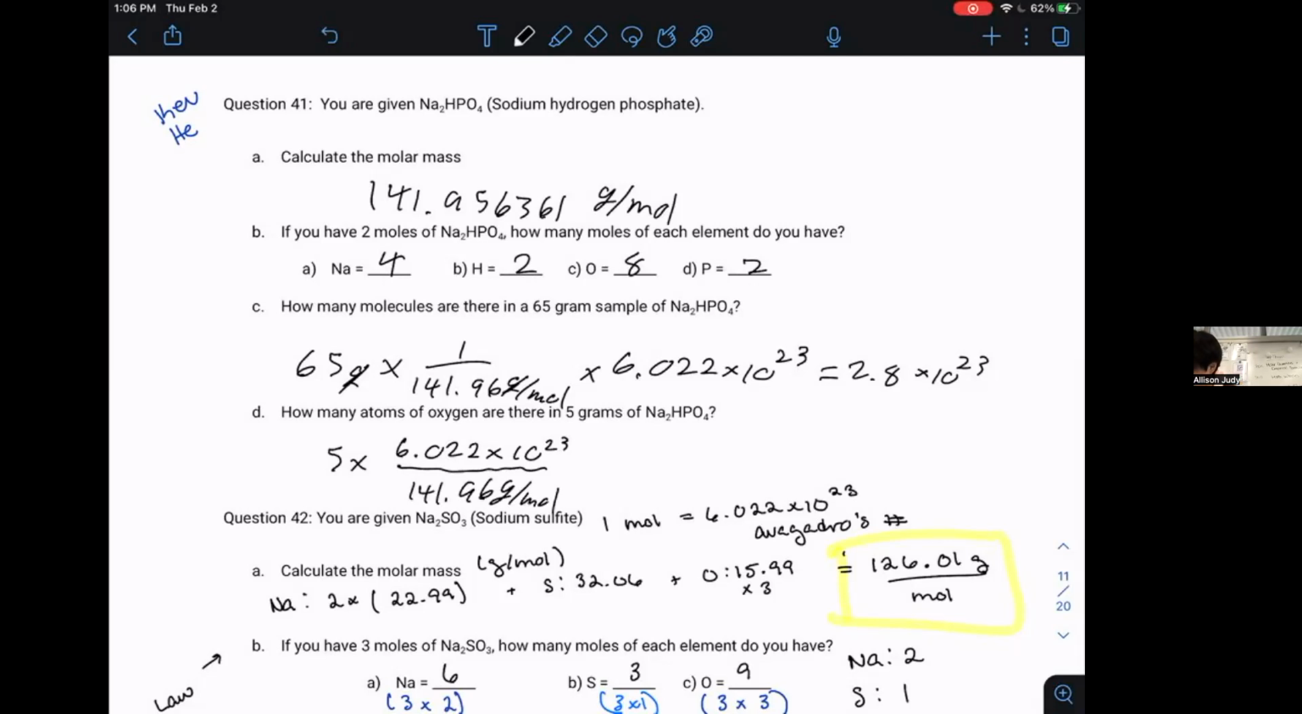And that gives you 8 times 10 to the 22 oxygen atoms for the 5 grams of sodium hydrogen phosphate. Everyone agree? Fantastic. Times 4 is because there are 4 oxygens per mole of this substance. Okay, great. Any other questions?